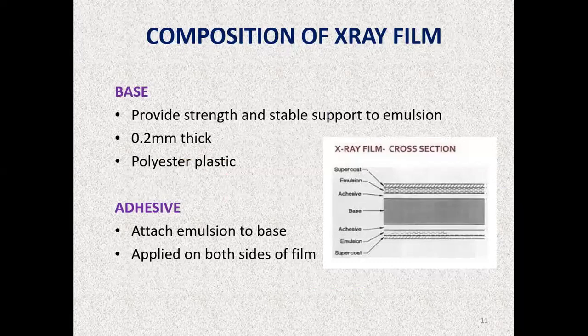Composition of X-ray film: the base, which consists of polyester, polyethylene terephthalate. It provides strength and support to the emulsion, and it is around 200 microns thickness or 0.2 mm thick. The adhesive attaches the emulsion to the base and is applied on both sides of the film.